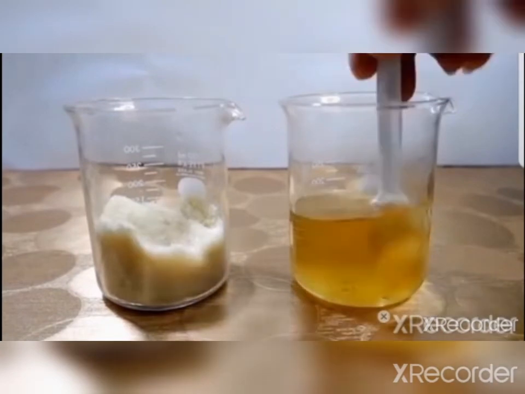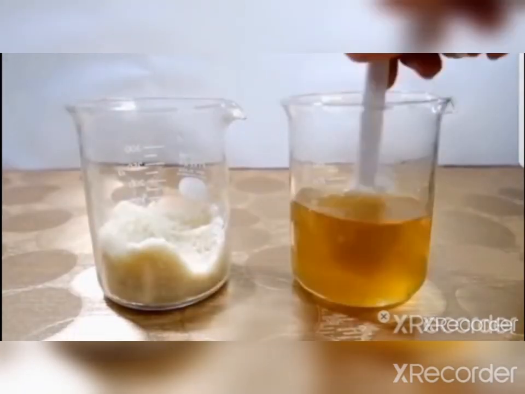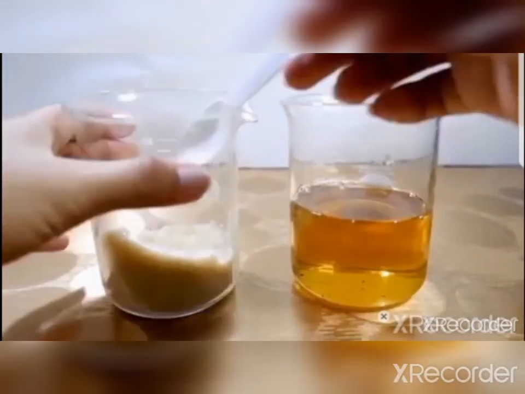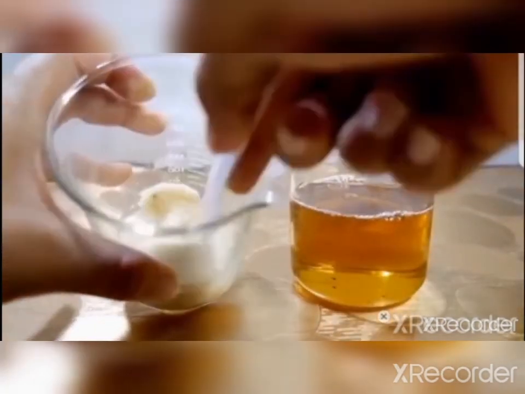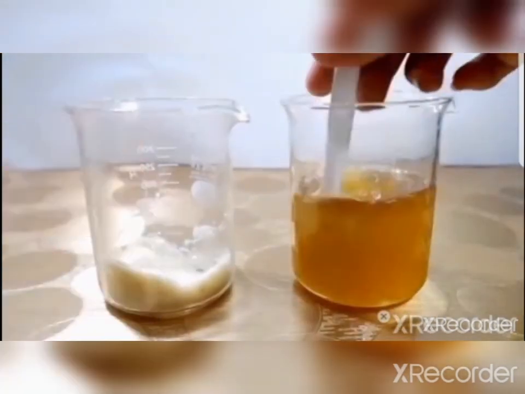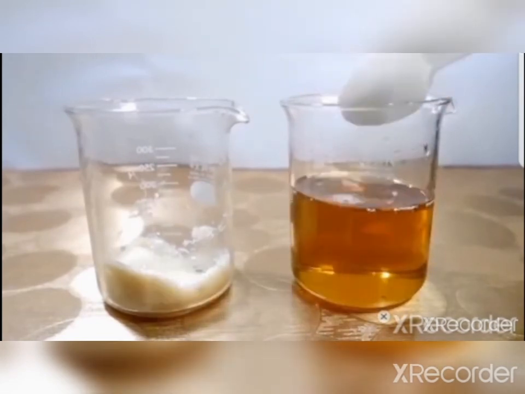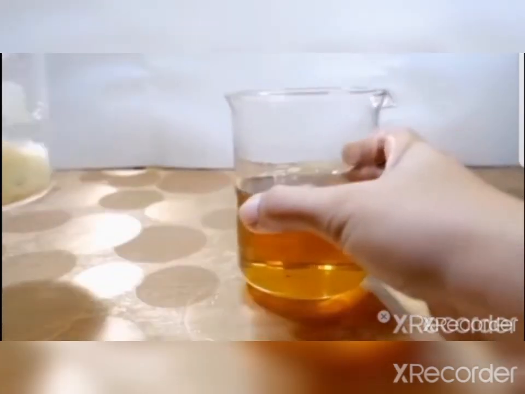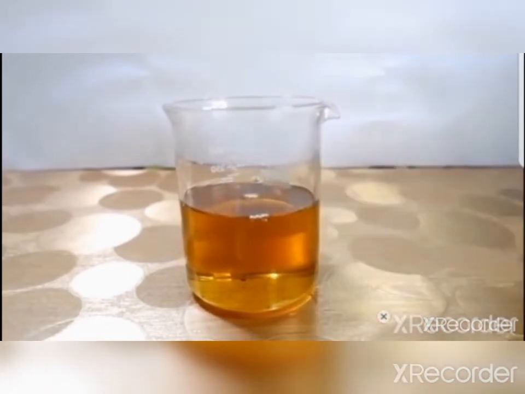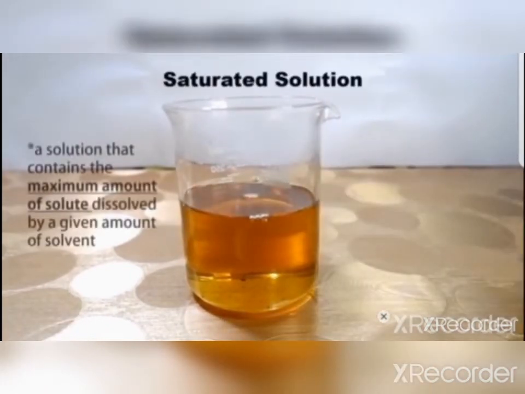Go on adding sugar in the above solution till it starts settling down at the bottom of the beaker. This is the saturated solution, a solution that contains the maximum amount of solute dissolved by a given amount of solvent. This solution is intermediate in color.